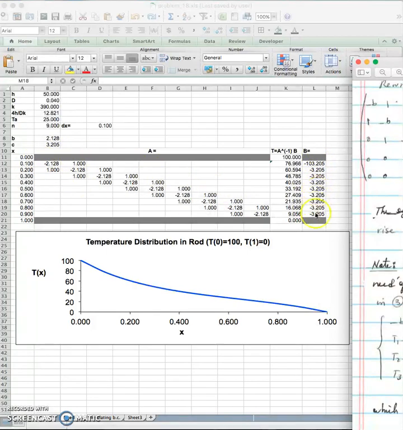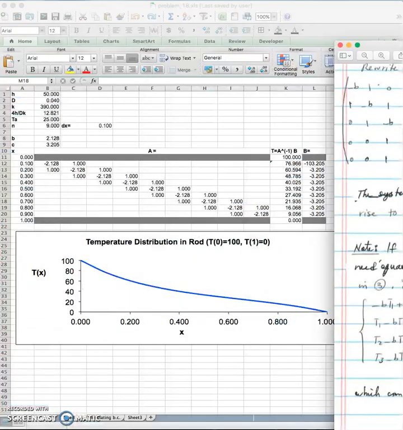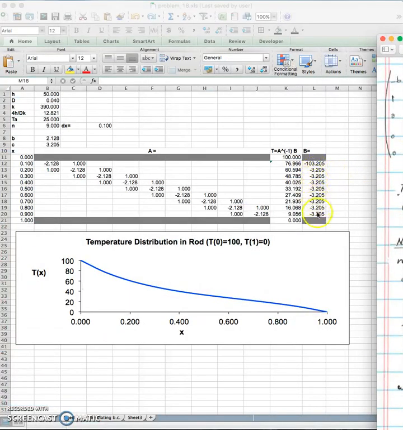Now the right side, which is the constant vector on the right side of the equation, is basically this. So it's minus c all over, with the minus T0 on the first element. So that's why we have minus c all over here. So this is c and this is minus c. The first one is minus c minus 100, which is the temperature on the left end. All right, so you can go ahead and use syslin to solve this system.